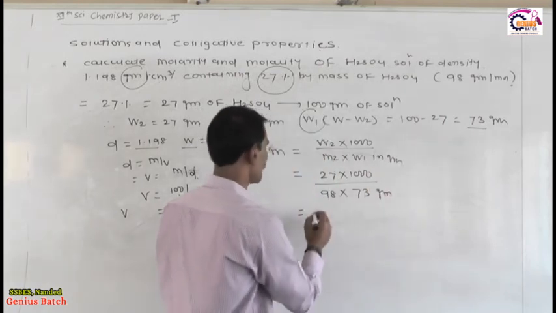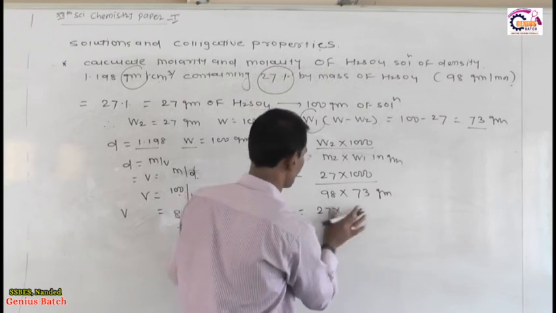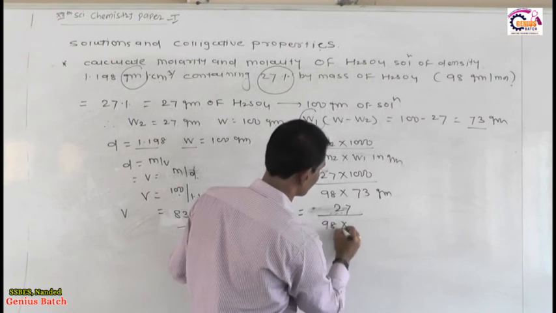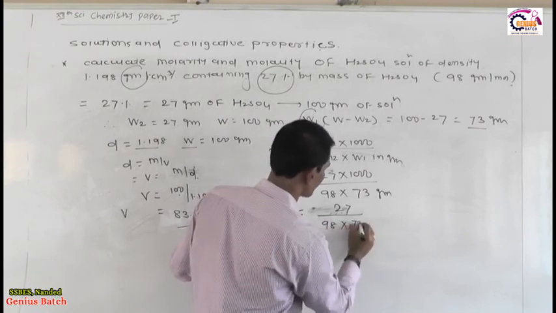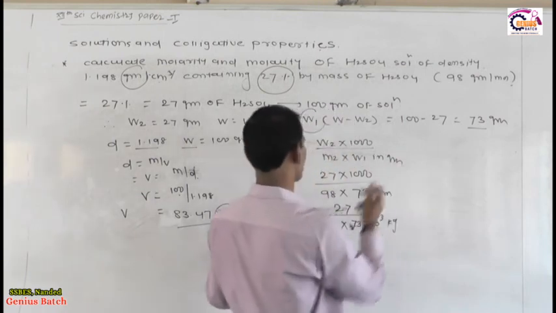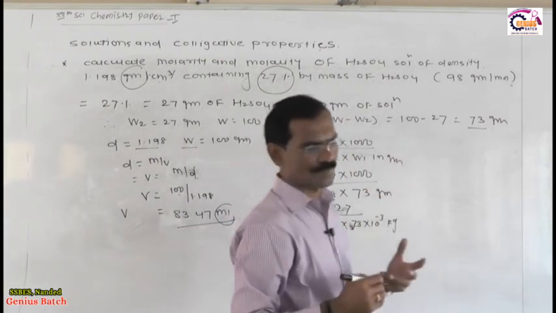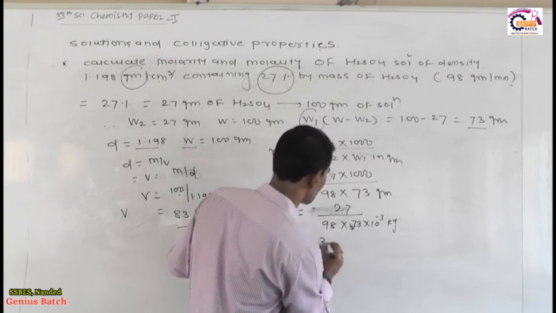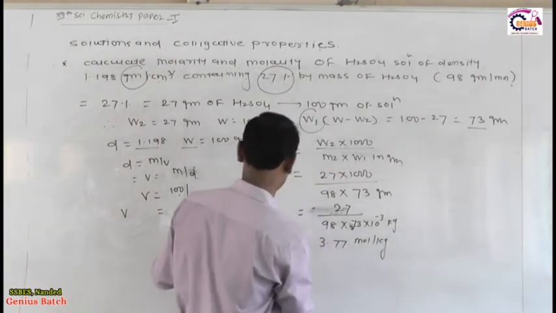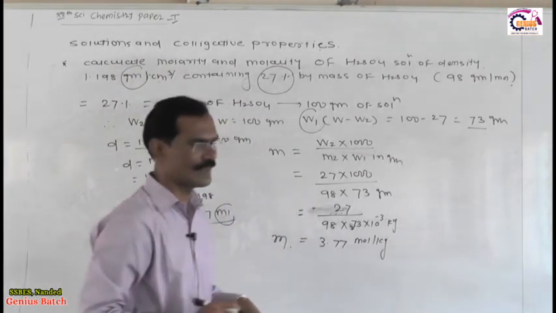So we write the formula the same way: 27 divided by 98 into 73 into 10 raised to minus 3 kilogram. If it is in kilogram, then there is no need to write 1000. So finally, after calculation, the value becomes 3.77 mole per kilogram. This is called the small m, which is the molality.